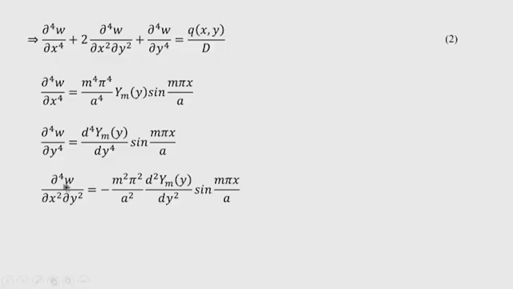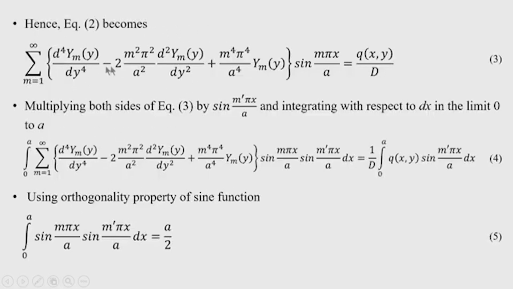After doing this operation, the minus sign will appear in this equation, and you will get m square pi square by a square times the second derivative of Y m with respect to y, and sin m pi x by a. So, the minus sign appears here, and then substituting these derivatives in the equation completely, we get this term under the summation, with sin m pi x, and q x y by D.